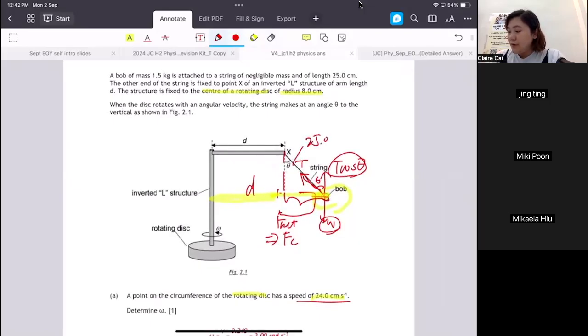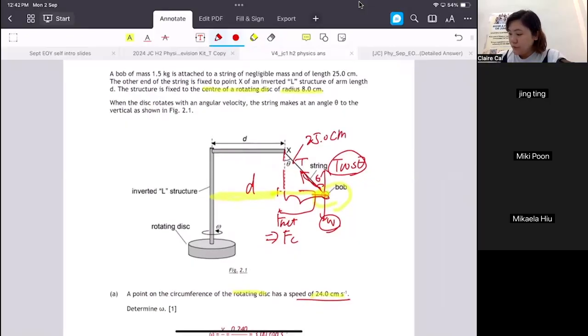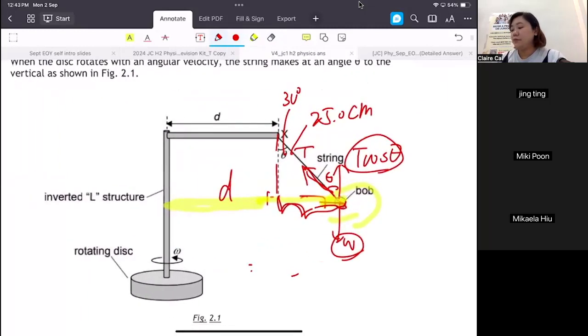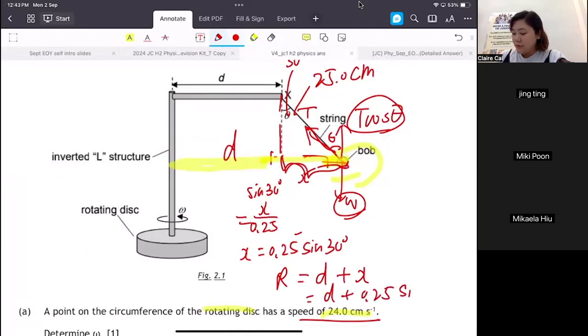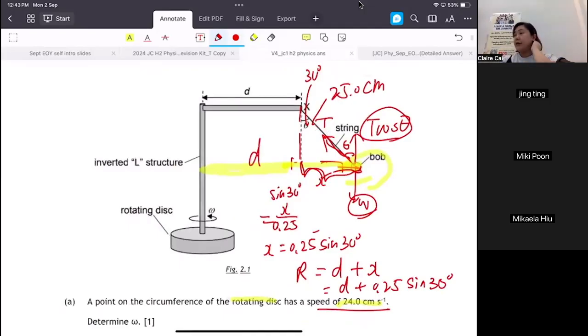The string we already have the length. This is 25.0 cm. And the angle just now I gave us is 30 degrees. So for this portion below, how do we find it? How do I find this little part over here? Opposite over hypotenuse, so this is my sine. Let that be x. So sine 30 degrees is x over 0.25. So my x is 0.25 times sine 30 degrees. Hence my radius, big R, should be d plus x, that's d plus 0.25 sine 30 degrees.